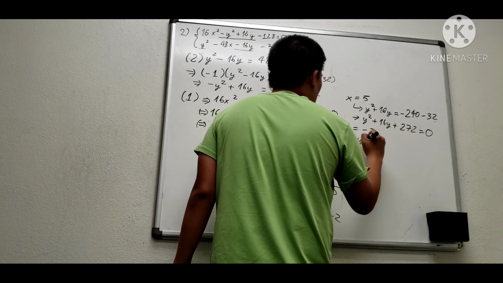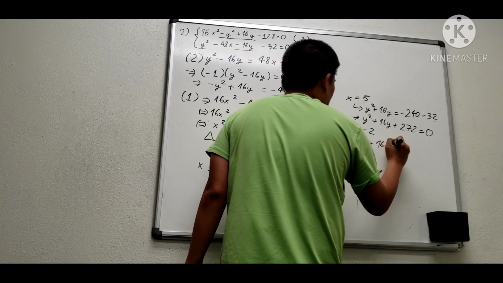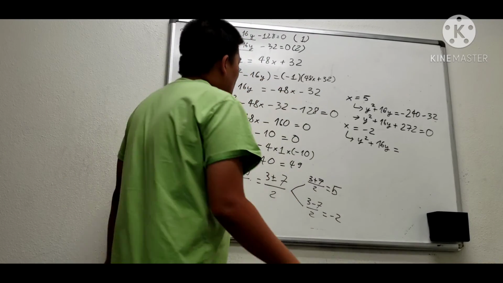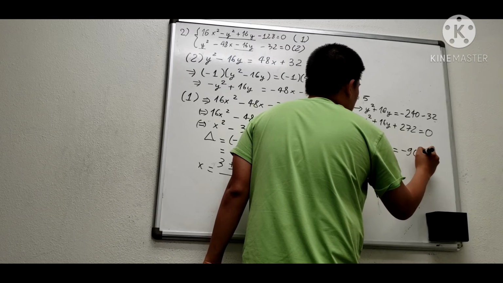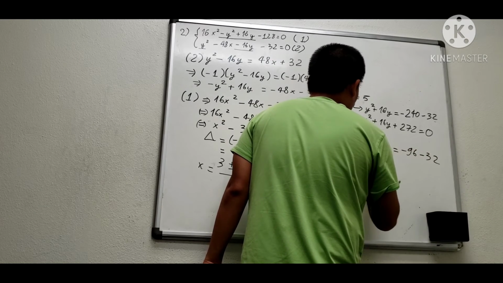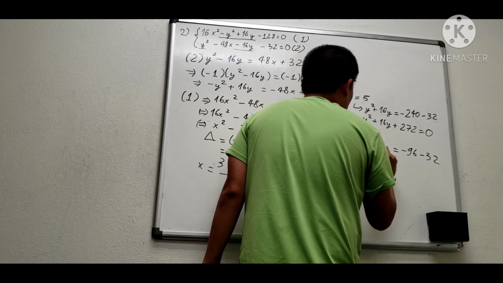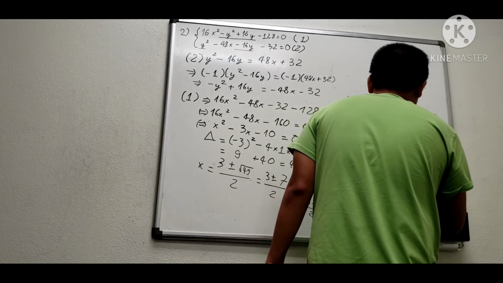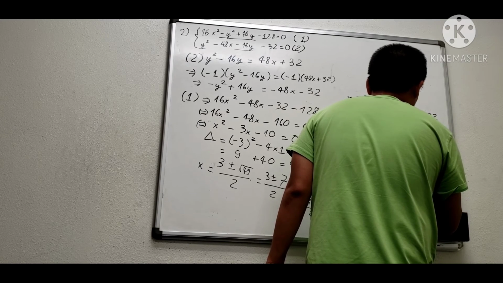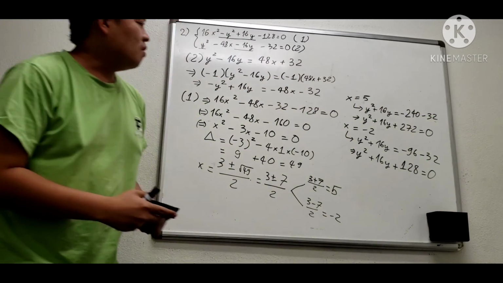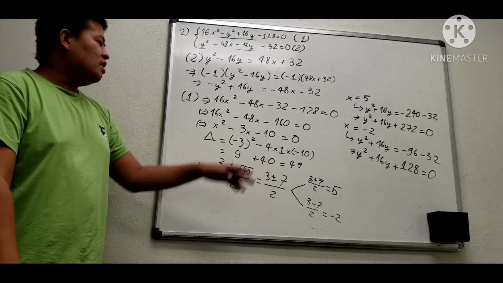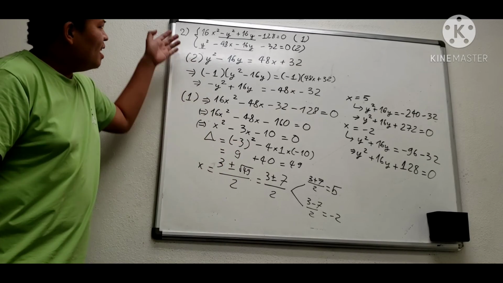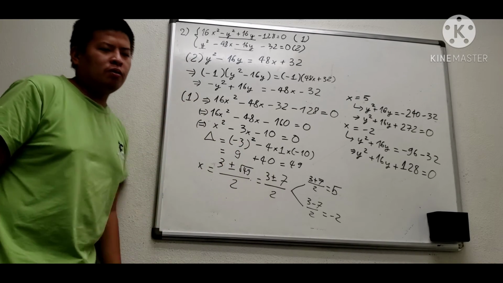You get y^2 + 16y = number 2 here, so minus 96 minus 32, and you get y^2 + 16y + 128 = 0. Now you have the two equations. You can do this by yourself and find the solution for y. Okay, this is the answer for question number 2.